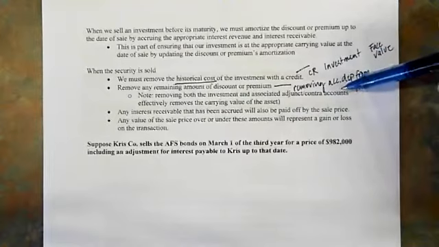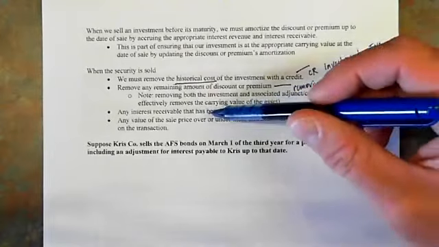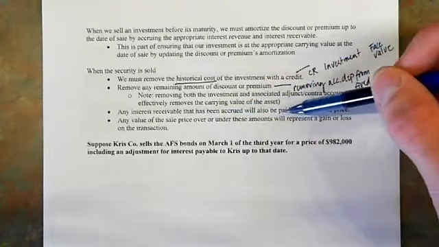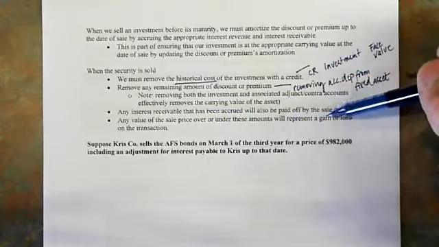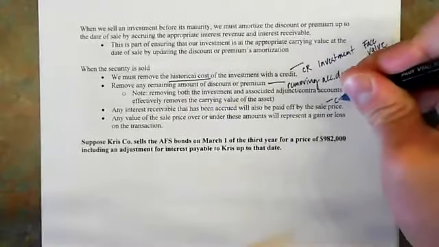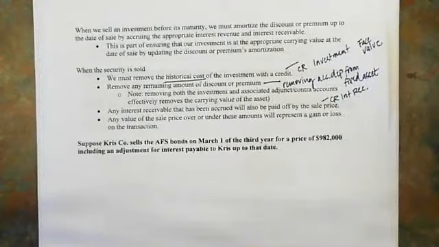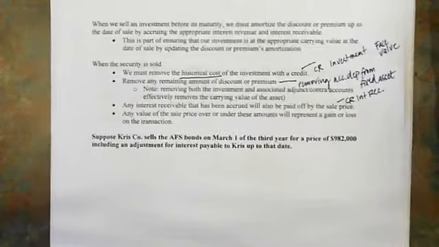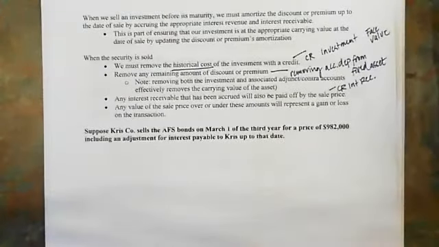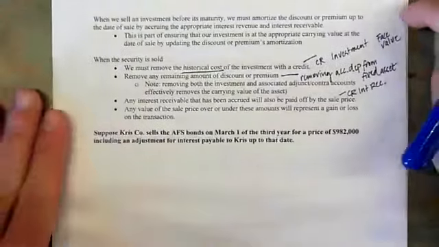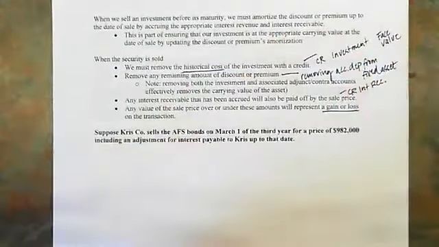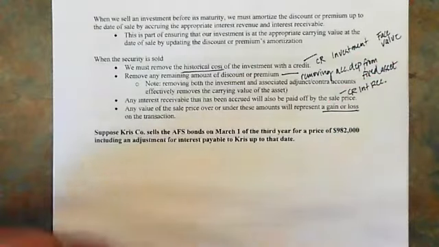We're going to remove any interest receivable that has been accrued, and that's also going to be paid off by the sell price. So that's going to be a credit to interest receivable. And then any value of the sell price, that is the cash, over or under these amounts will represent our gain or loss, right? So that's the final item, a gain or loss on the sale. And of course, the cash is the sell price. We would record the cash as well.